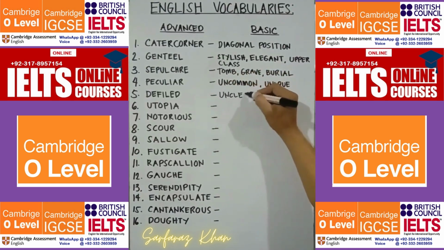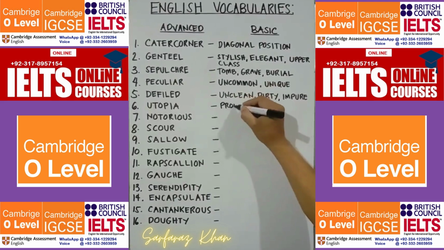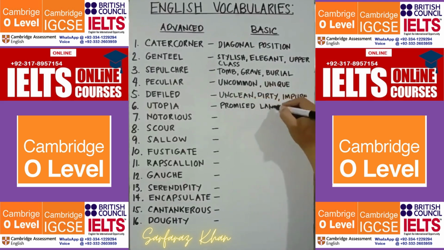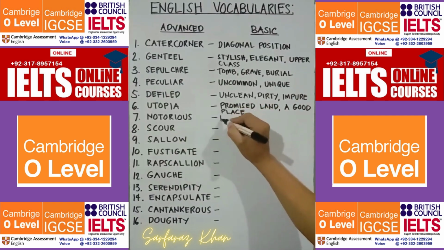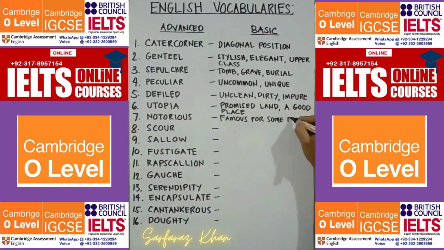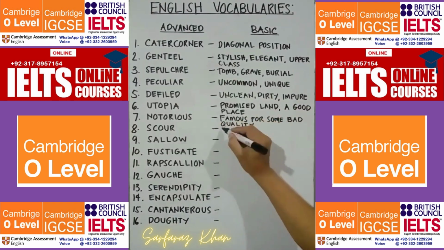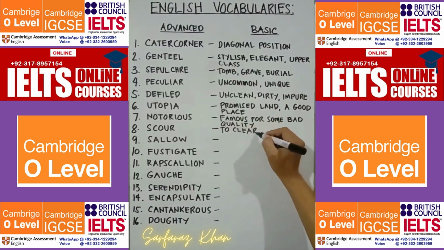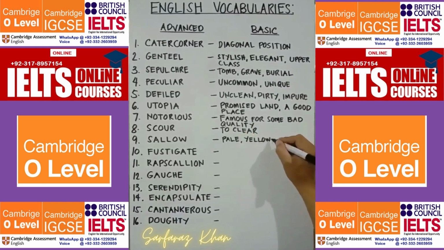Defiled: unclean, dirty, impure. Utopia: promised land, a good place. Notorious: famous for some bad quality. Scour: to clear. Sallow: pale, yellowish, sickly.